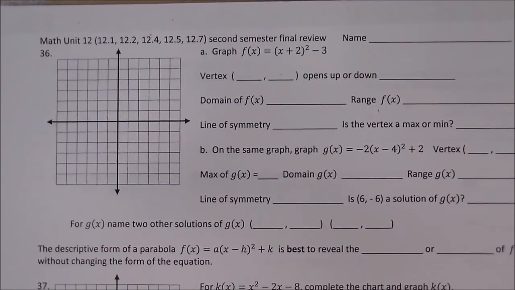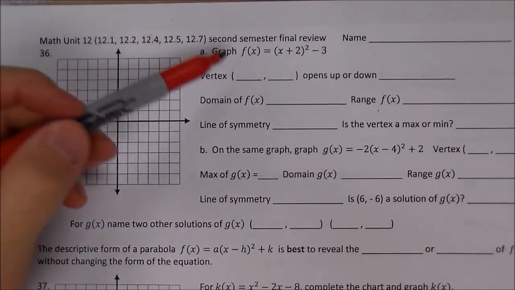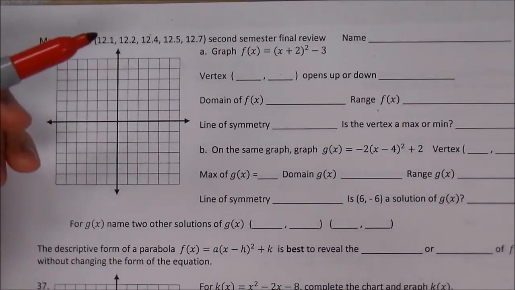This is Unit 12 of the second semester final review. We've reached the final chapter. So in 36, we're given our function f of x equals x plus 2 squared minus 3.